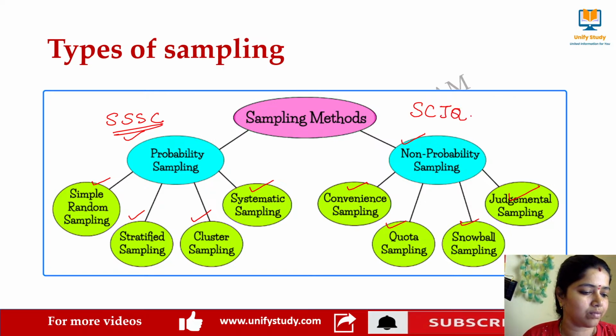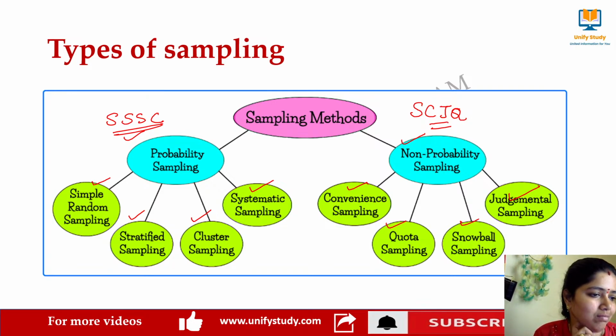SCJQ. This is for non-probabilistic sampling. Supreme Court, judgment, quota. You can remember it that way. Supreme Court is related to judgment, and quota is a related word, so you will easily remember.